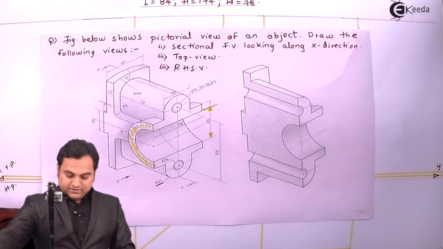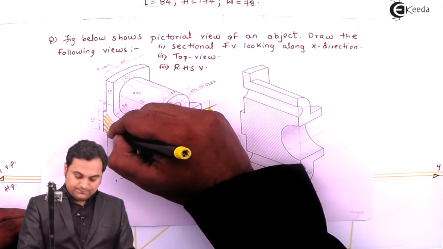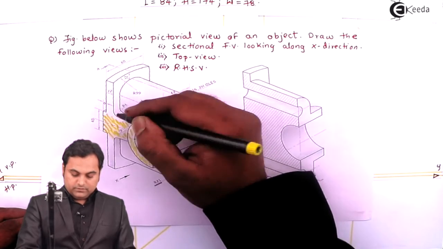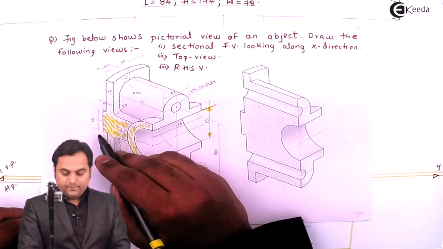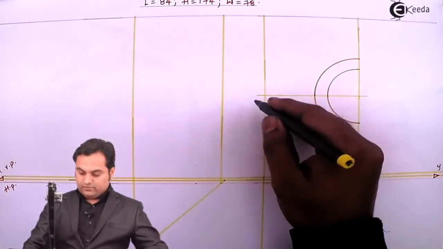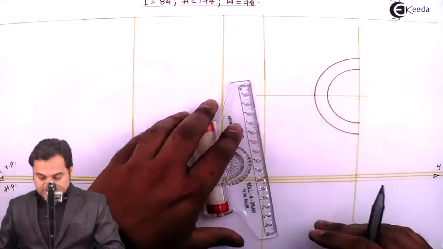Looking along X direction, this surface is also seen. The height is 40 mm, and for that I'll measure the height 40 from this center line, taking 20-20 on both the sides.